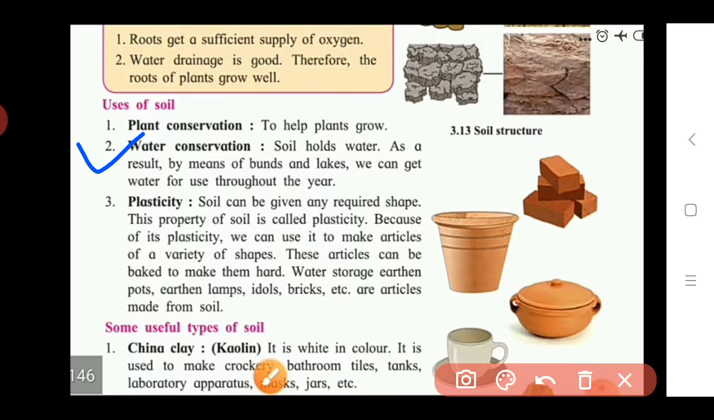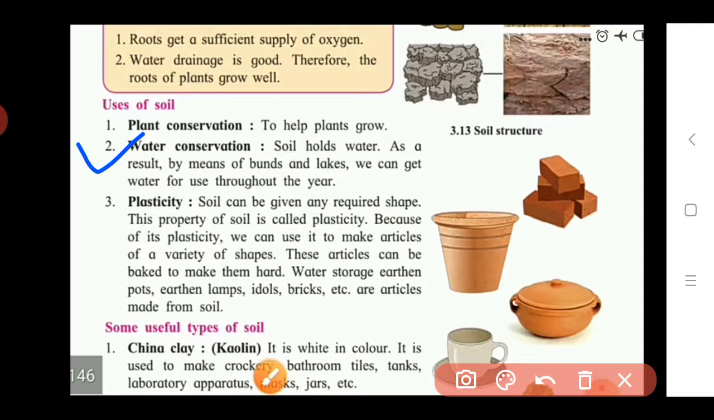Due to this ability or property, water gets conserved inside the earth's surface, also in the form of wells and bore wells. So in this way we can use the water throughout the year, whether it is raining or not. In such cases we also get water because of this property of soil, that it absorbs and holds the water. So due to this property, soil holds the water. As a result, by means of bunds and lakes, we can get water for use throughout the year.